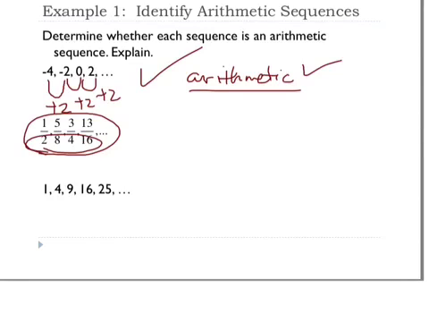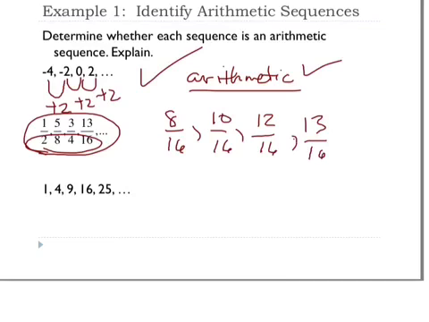16 seems like the best bet. So instead of having 1/2, I have 8 over 16. Instead of having 5/8, I have 10 over 16. Instead of having 3/4, I'm going to have 12 over 16. And finally, my last value of 13 over 16 already has a denominator of 16.